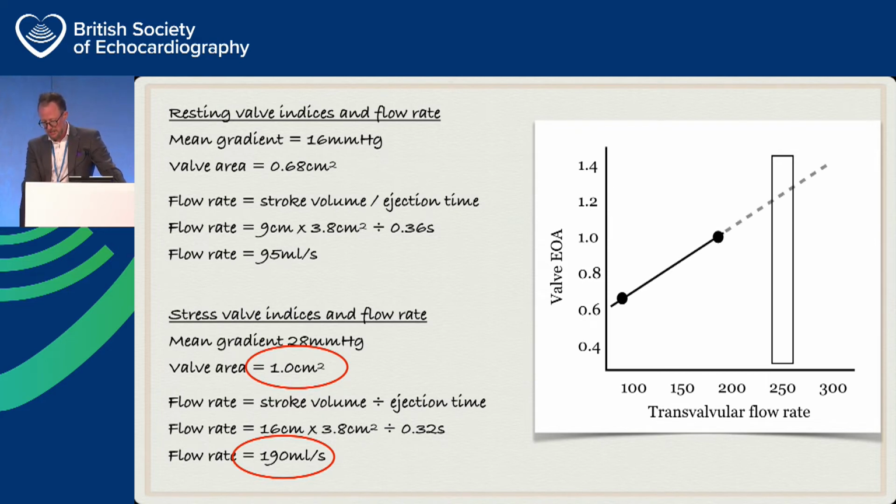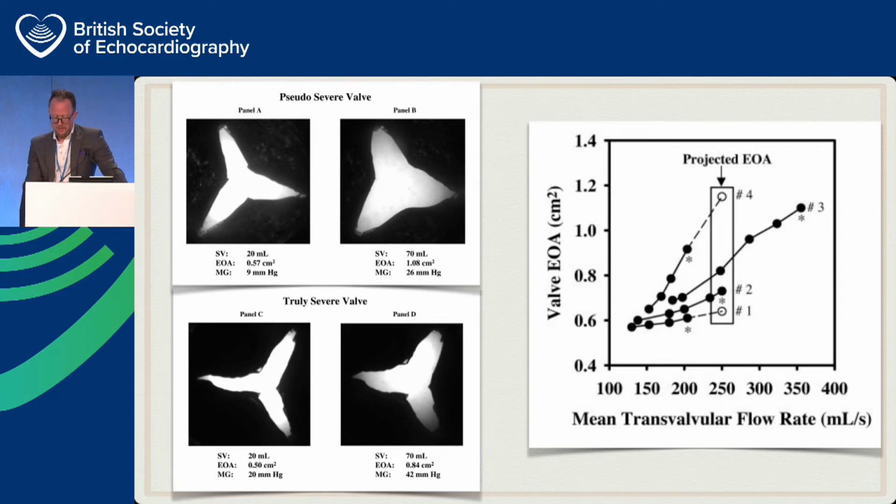From that line, we can then extrapolate up to the 250 mark, 250 being what we think is a normal flow rate, and then you can see what the valve area would have been at that 250 mils per second. That is a way of working out what the projected valve area is. I don't know how much time I've got, so I'm going to speed up.